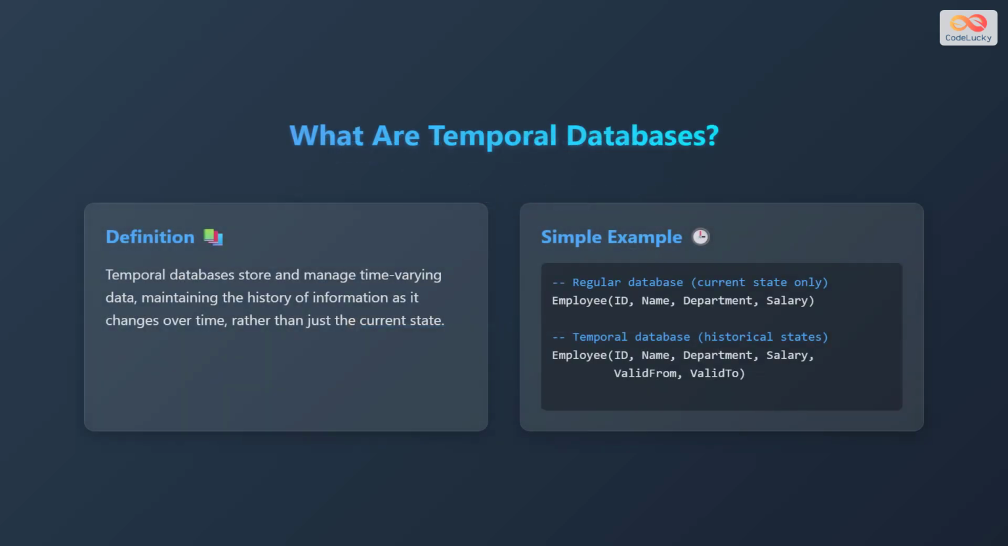Temporal databases are database systems that store and manage time-varying data. They maintain a history of information as it changes over time, rather than just storing the current state. A regular database only tracks the current state of the data, like an employee's current salary. A temporal database, on the other hand, tracks all historical states, such as an employee's salary from a start date to an end date.